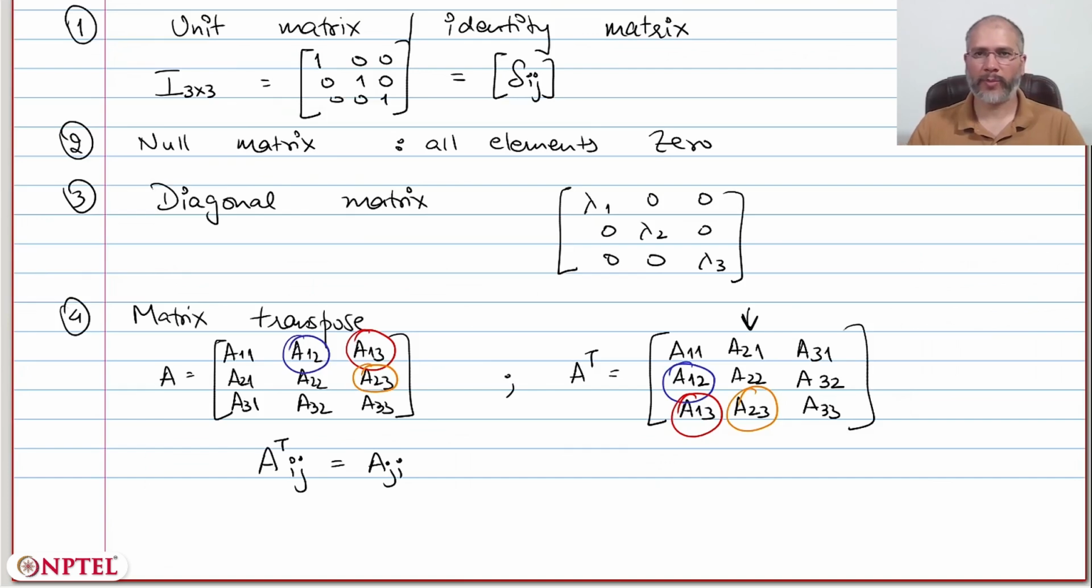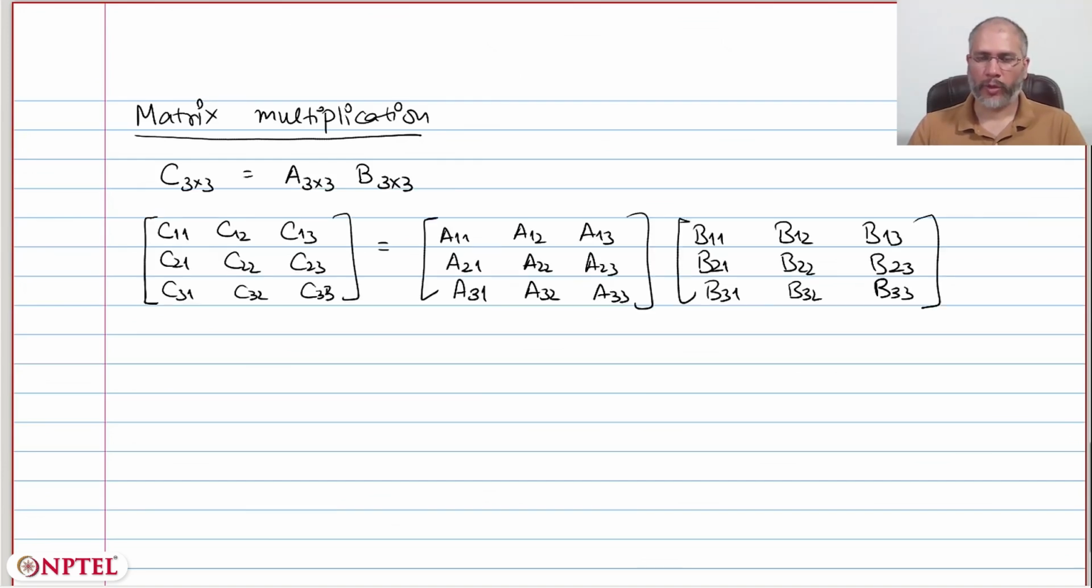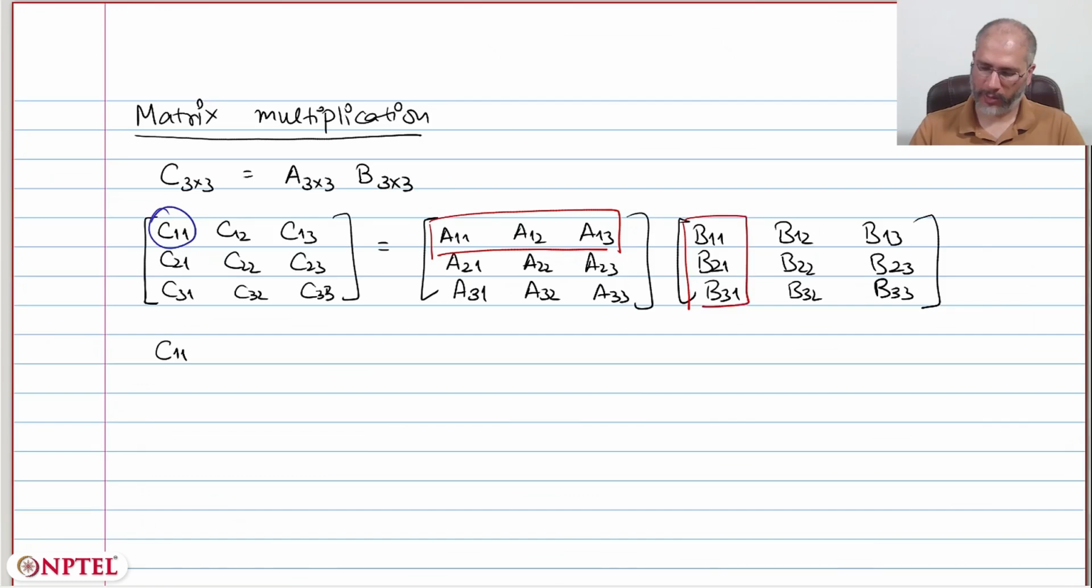So now that we have talked about some special matrices and matrix operations, let us talk about matrix multiplication. If we have a matrix C, which is a 3 by 3 matrix, which is a multiplication of another 3 by 3 matrix A times a 3 by 3 matrix B, we can write this in the matrix form as follows. The element C11, for example, which is this element, is simply the multiplication of the first row of A to the first column of B.